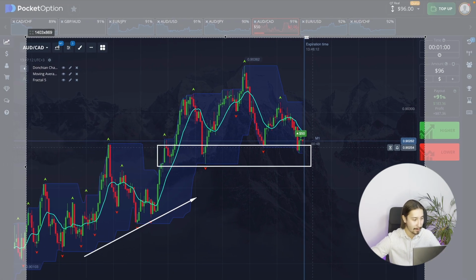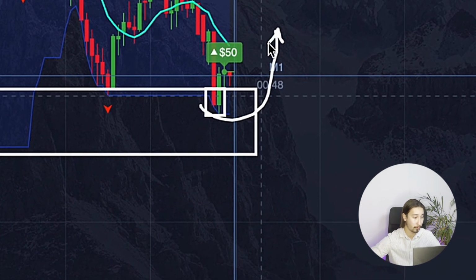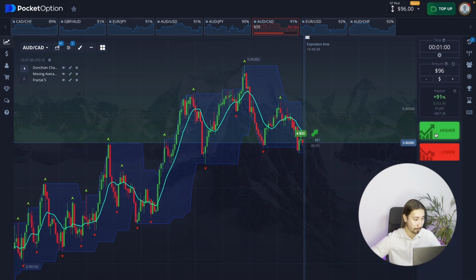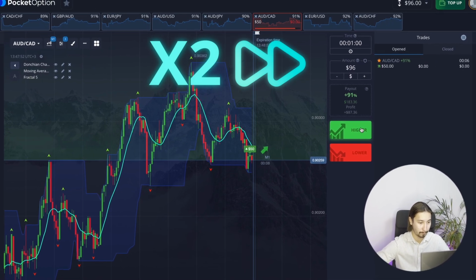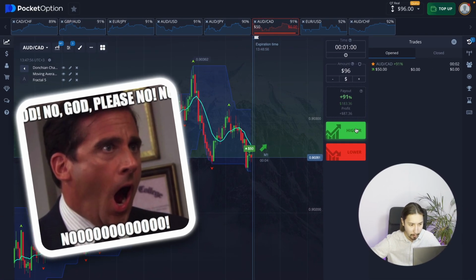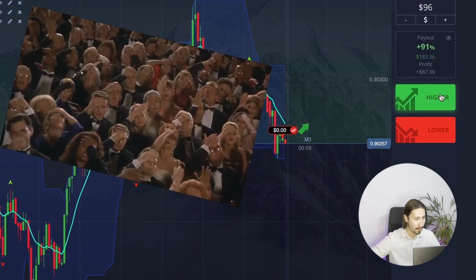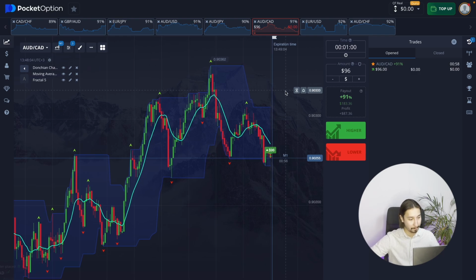At least before we had an upward dynamics, and here we also have the formation of a new extreme point and opening on the rise. We're looking at the result. Let's just wait. No. In the minus, guys. I'm sorry. The first transaction on this currency pair is in minus.